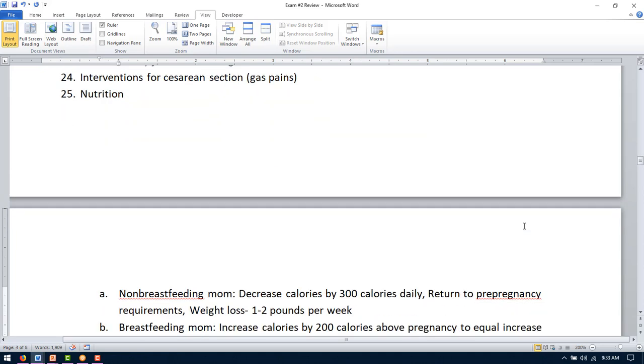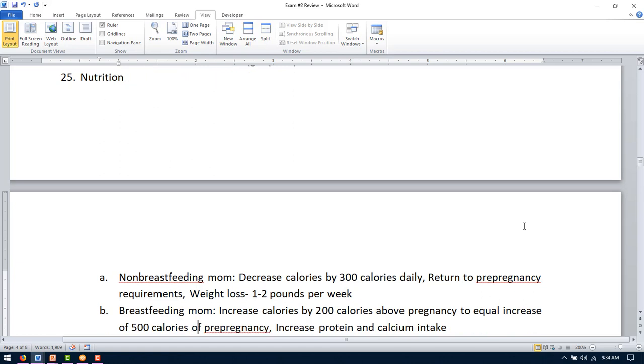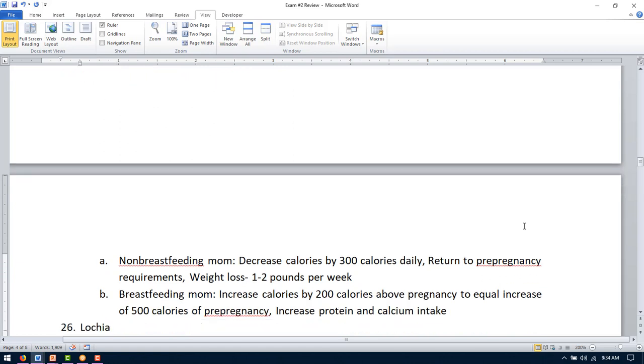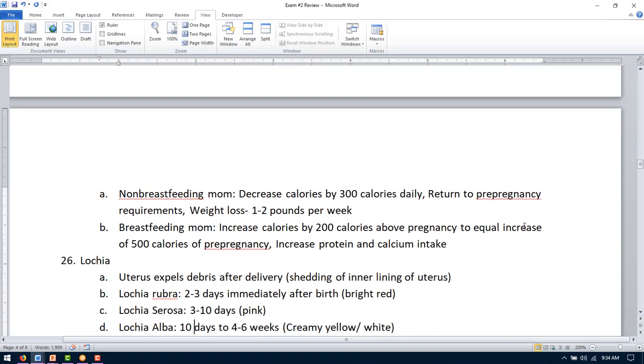Know how to care for a C-section mommy after delivery. Know your nutrition facts. The non-breastfeeding mom will return to their pre-pregnancy requirements. So during pregnancy, they ate an extra 300 calories a day. When they're not breastfeeding, they're going to go back down to whatever they were, and they're going to decrease their calories by 300. So they'll be back at their pre-pregnancy requirements.